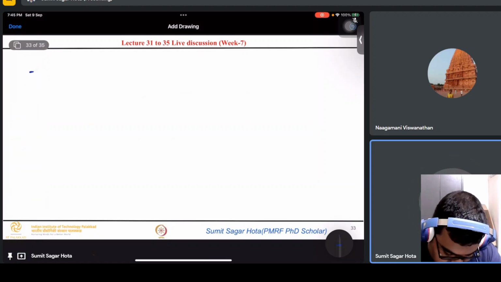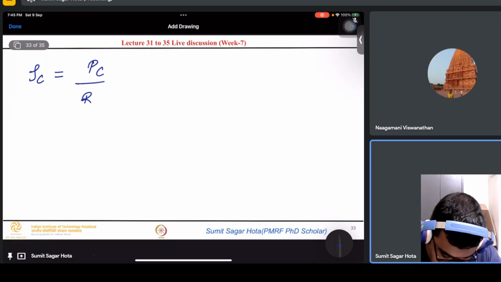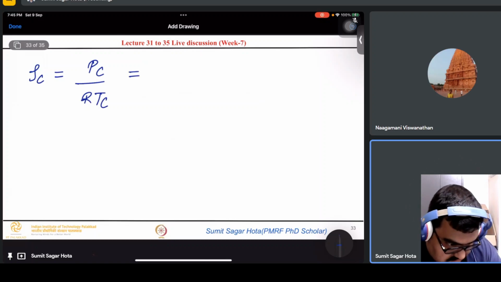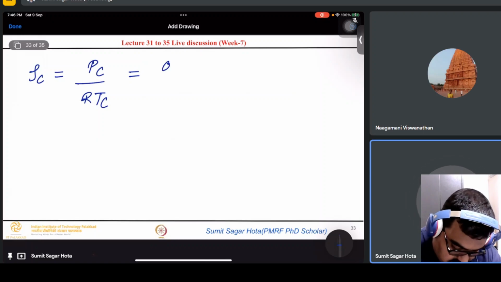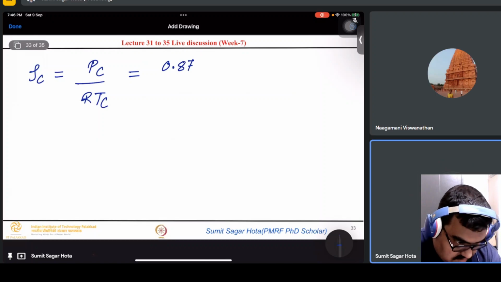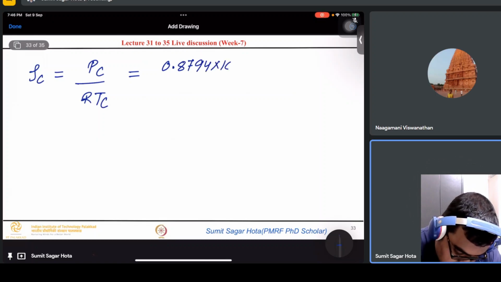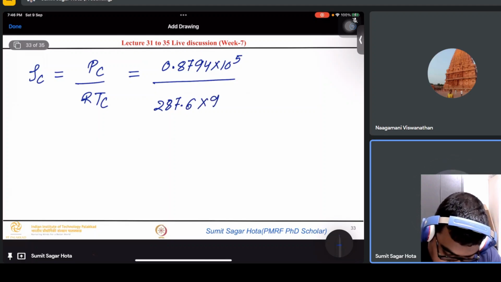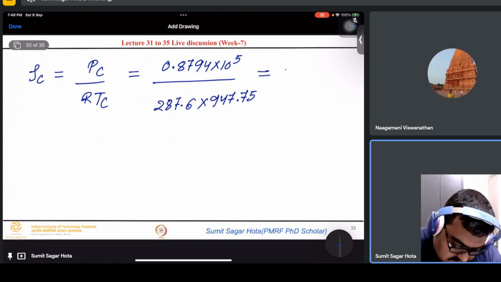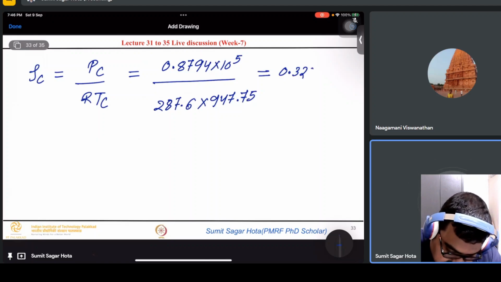Then what you need to find out? Rho C, the critical density. What is critical density? Just apply the ideal gas equation, PC by R TC. The critical pressure we already know, 0.8794 bar. 1 bar is how many Pascal? 10 to the power 5 Pascal. R of the gas is 287.6, TC, critical temperature, 947.75. What is the value? 0.326 kg per meter cube.